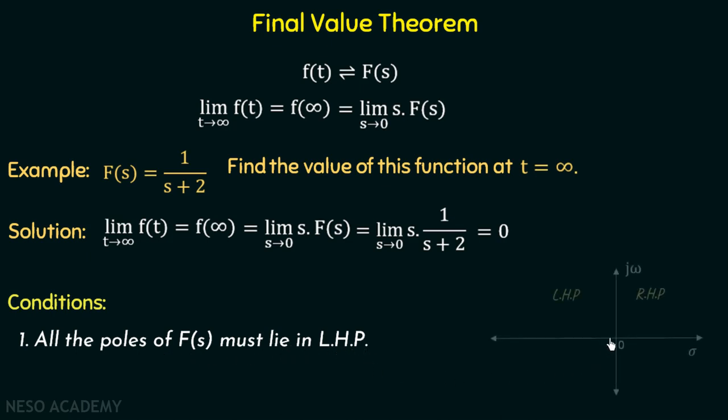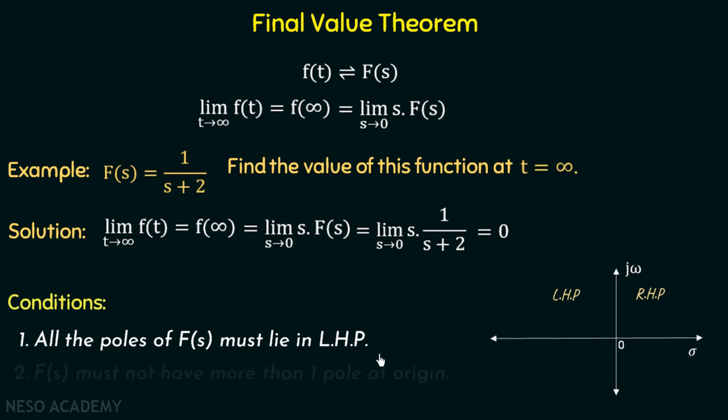When we draw the pole-zero diagram in an s-plane, the part of the s-plane to the right of the origin is the right half plane, and the part of the s-plane to the left of the origin is the left half plane. So for the final value theorem to be applicable, all the poles of F(s) must lie in the left half plane.